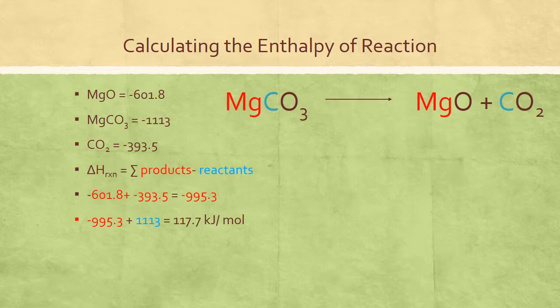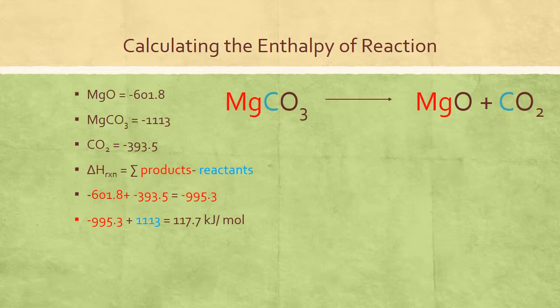And here I have the enthalpy values of the reactants and products. So what we want to do is get the products and subtract the reactants from that. So we add the enthalpy values of the products together, which is magnesium oxide and carbon dioxide, which is negative 995.3. And then we want to subtract the reactant, which is negative 1113, which ends up being a positive value, and you're left with 107.7 kilojoules per mole, and that is the enthalpy of reaction.